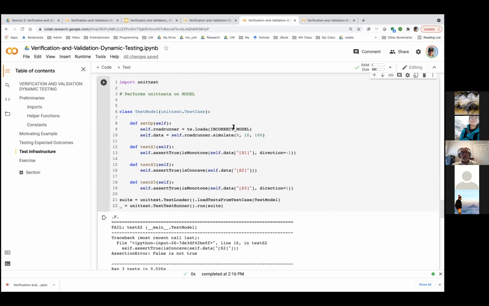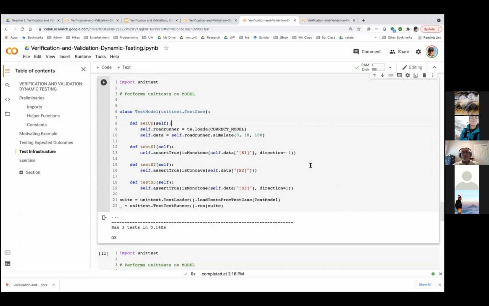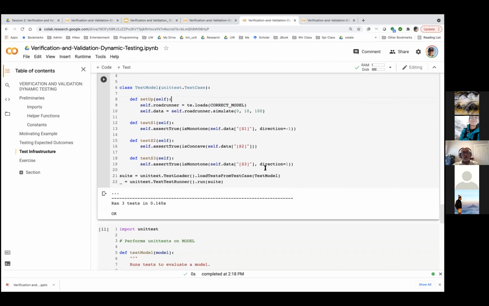So we can change this, check a different model. So correct model, we could do that. And now try running it. It runs okay. We detect no error and we see the 3 dots there.